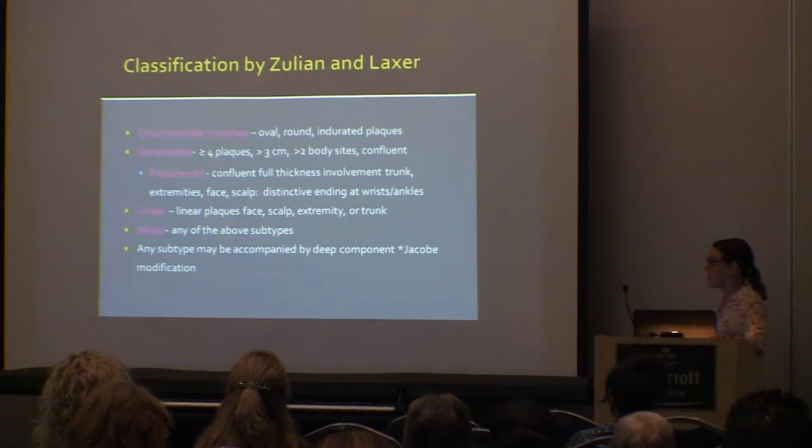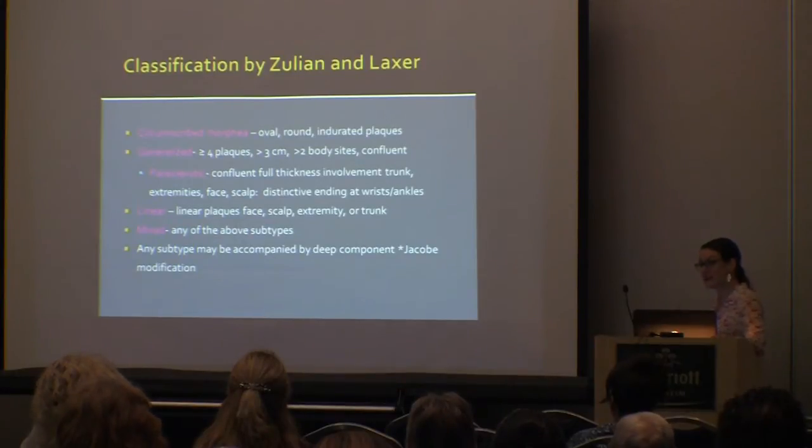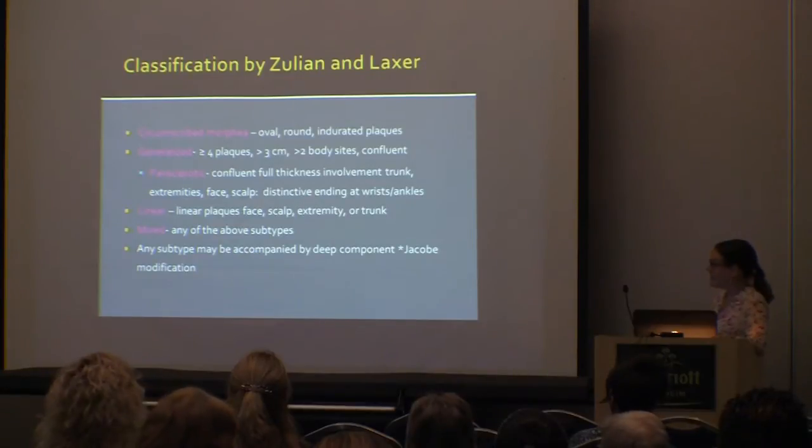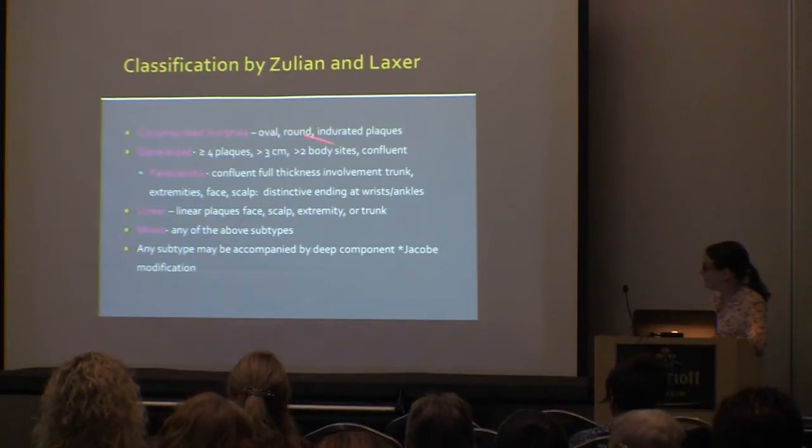So the first is called circumscribed or plaque Morphea, and these are usually just oval or round indurated plaques. The second is generalized Morphea, and this is sometimes the one that gets confused with Scleroderma, because what generalized means is you have spots kind of affecting a large part of your skin. And the official definition is right here.